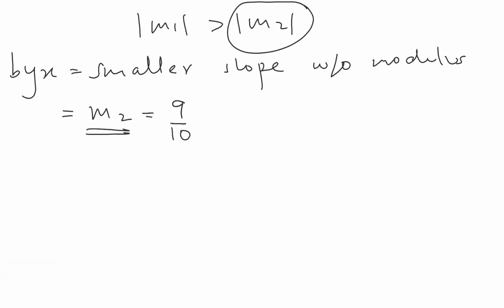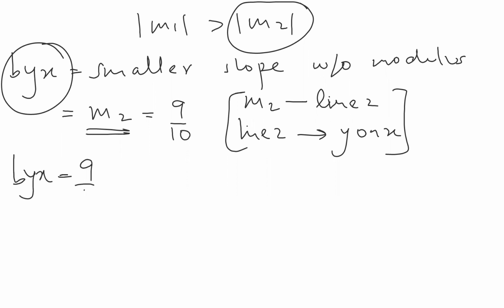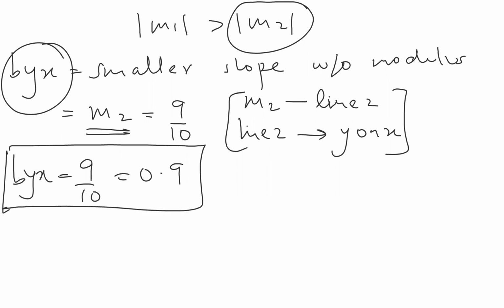Now m2 obviously comes from line 2. So line 2 is the line y on x, because we have written the regression coefficient as byx. Since they are asking for byx, if it is easy to calculate, then only put a decimal over here; otherwise, don't put a decimal. They have asked explicitly to calculate the value of byx, so 9 upon 10, we'll just solve it if it is very easy. Otherwise, just keep it in fraction.